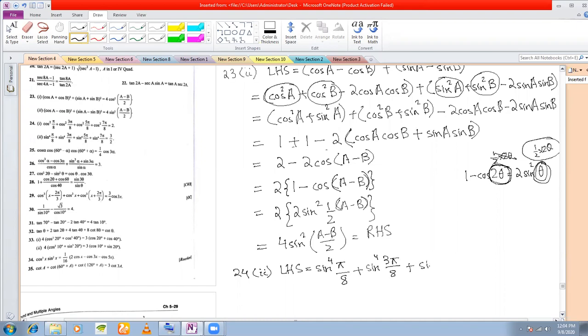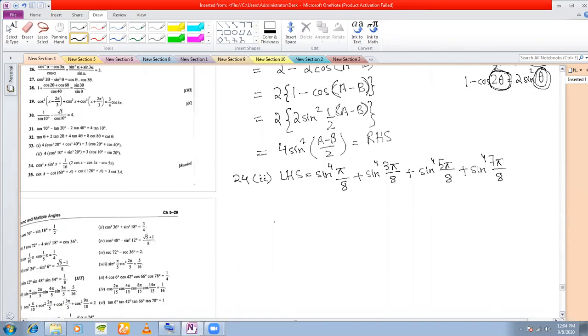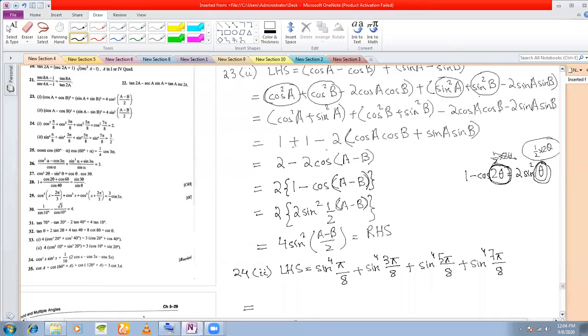Plus sine to the power of 4 of 5 pi by 8 plus sine to the power of 4 of 7 pi by 8. Okay. You need to prove that this is equal to 3 by 2.